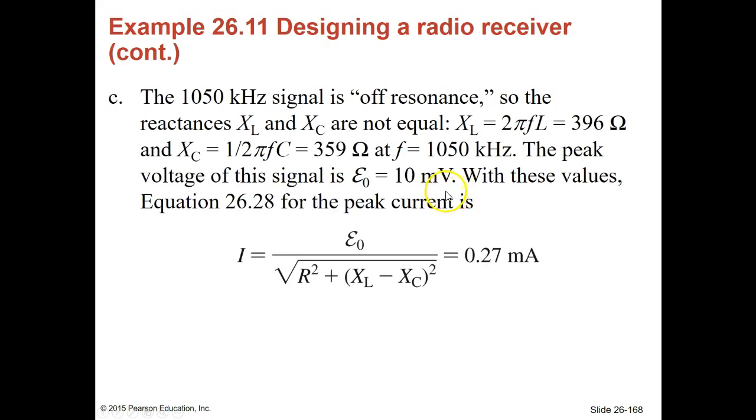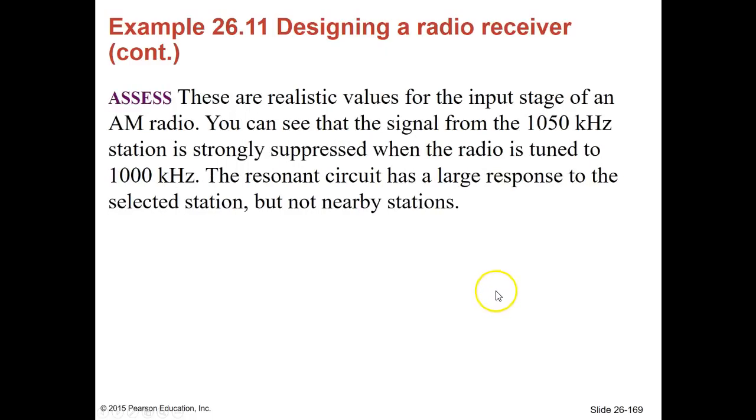And then the last thing here is this 1050 kilohertz signal is off resonance, so the reactances are not equal. We know that the reactance of the inductor is going to be 396 ohms, and that of the capacitor is going to be 359 at 1050. The peak voltage of this signal is going to be 10 millivolts. With those values, we're going to use that bigger equation and plug everything in. So EMF, 10 millivolts. Our resistance is what we had earlier, and then we have XL and XC. Plug everything in, you should get 0.27 milliamps, and that is letter C.